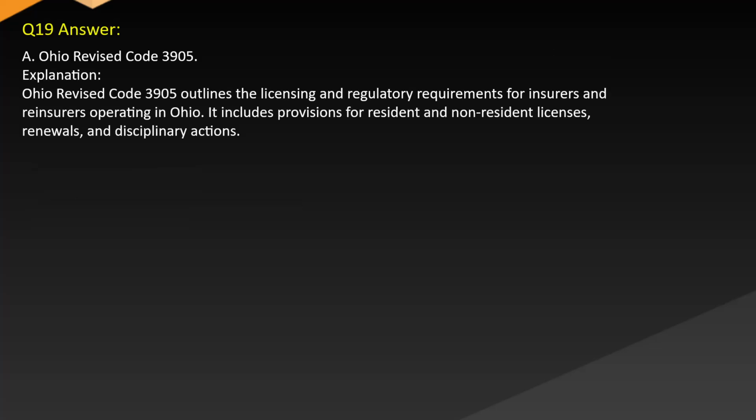Answer A. Ohio Revised Code 3905. Explanation: Ohio Revised Code 3905 outlines the licensing and regulatory requirements for insurers and reinsurers operating in Ohio. It includes provisions for resident and non-resident licenses, renewals, and disciplinary actions.